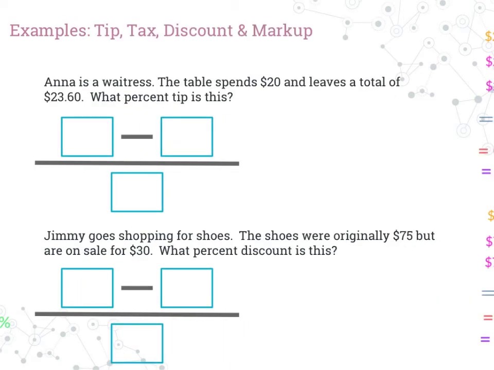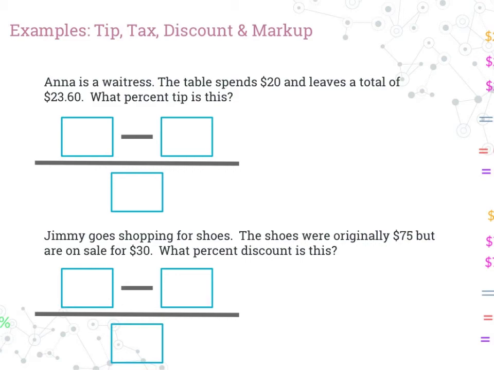Here are our problems on tip, tax, discount, and markup. Anna is a waitress. The table spends $20 and leaves a total of $23.60. What percentage tip is this? Now, this is a very important problem that a lot of you are going to deal with in your everyday lives. Many of you will be waiters and waitresses, and you need to know what percentage of money you're making. That will help you determine whether you should stay at that restaurant where you're making good tips or whether you should move to another restaurant where you could receive a higher percentage of tips.